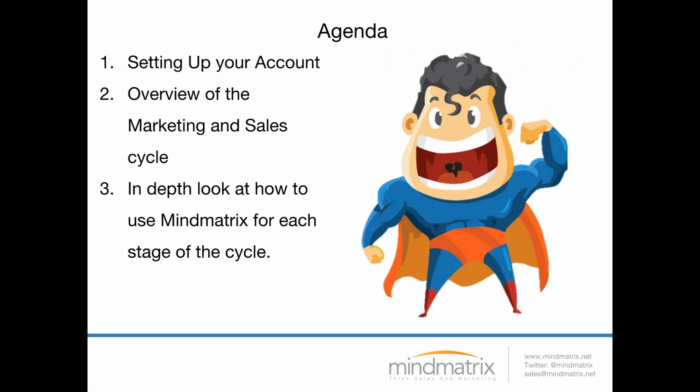For the first part of this webinar, we'll discuss the mechanics of setting up an account, namely how to customize your user and company profile and how to set up users, roles, and groups. Then we will give a brief overview of the four-step marketing sales cycle, which will give you a framework for understanding where and when to use each tool. After that, we will provide a breakdown of each step in the cycle.